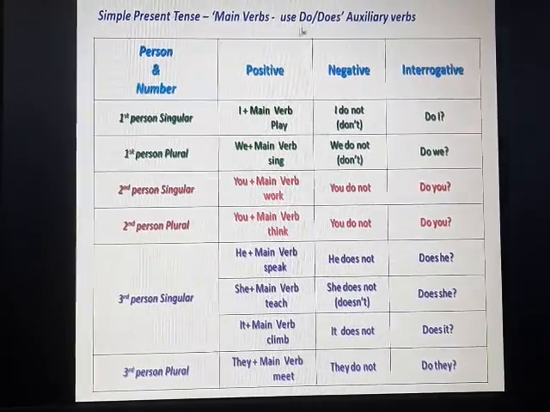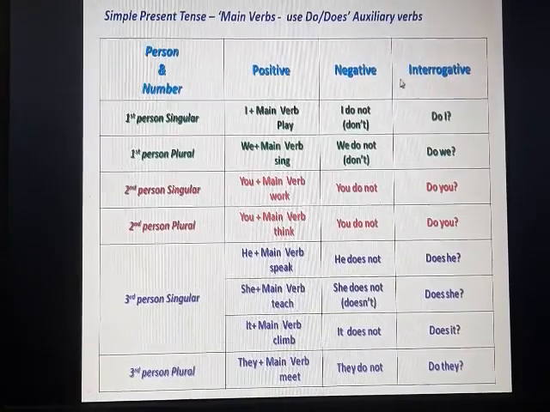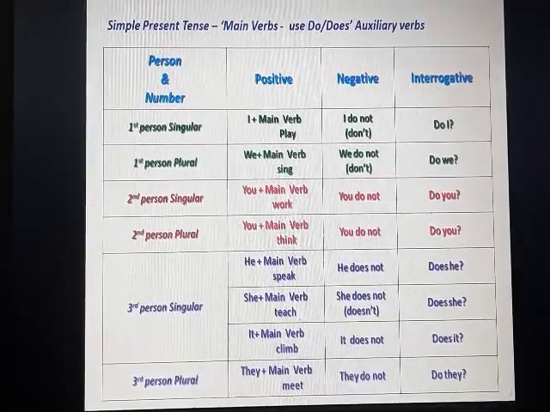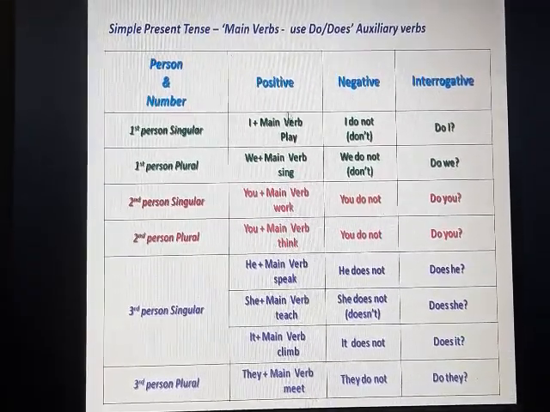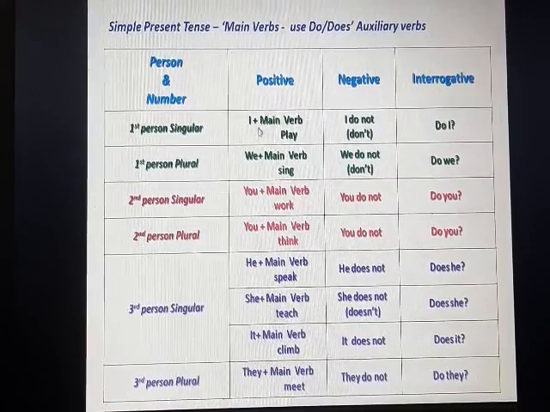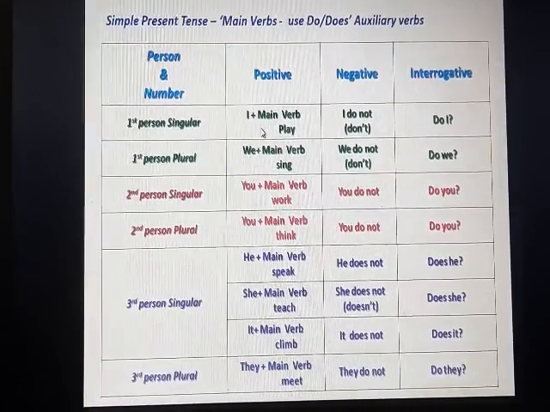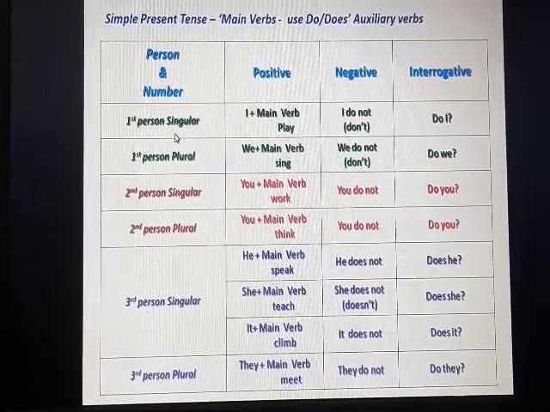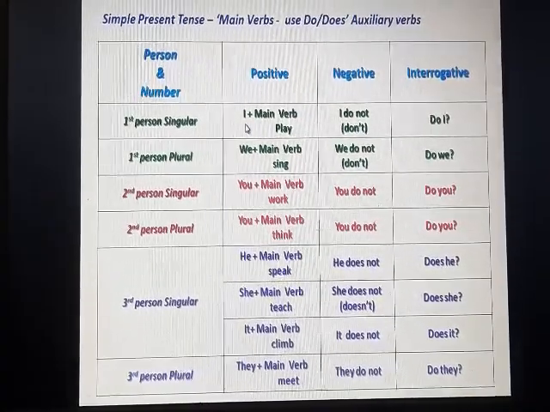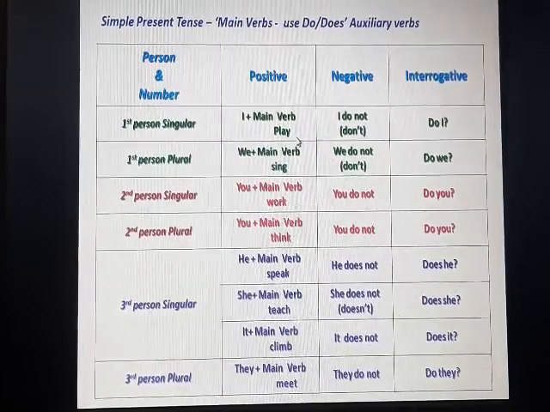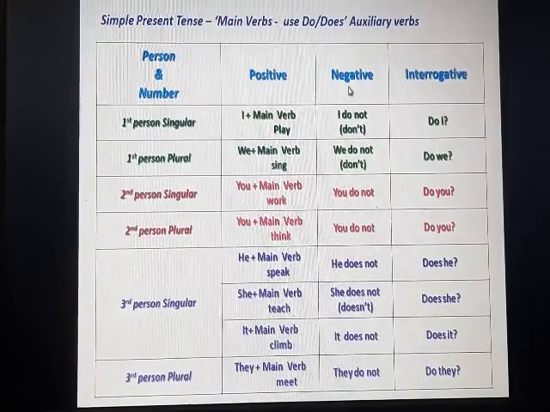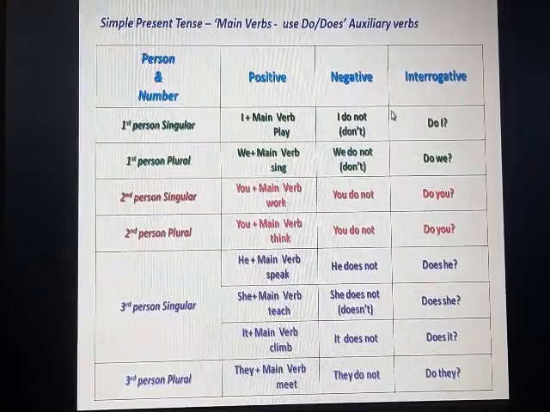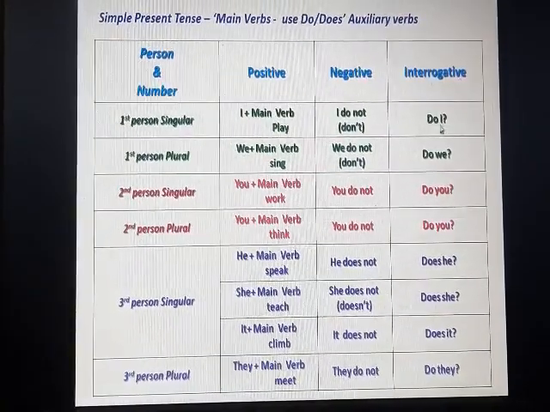Now, we use do or does in the negative and interrogative sentences. We will not use do or does in the positive if there is the main verb. Now let us see in the first person singular. The positive is I plus the main verb play. So I play. In the negative, it is I do not play. In the interrogative, it is do I play.